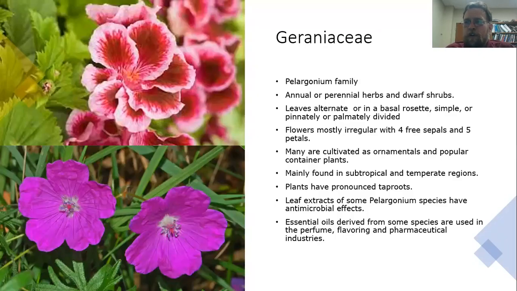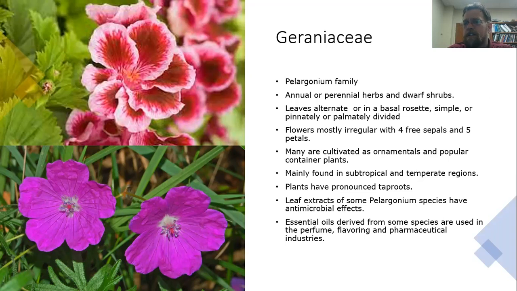Getting into another group that's really striking for ornamentals, the Geraniaceae, the Pelargonium or Geranium family, mostly annual or perennial herbs and dwarf shrubs. A lot of these have alternate leaves, so you're going to have one leaf come off at a node, and at the next node the leaf will come off on the opposite side. You'll also see those as a basal rosette, a whorl of leaves down at the bottom of the plant.